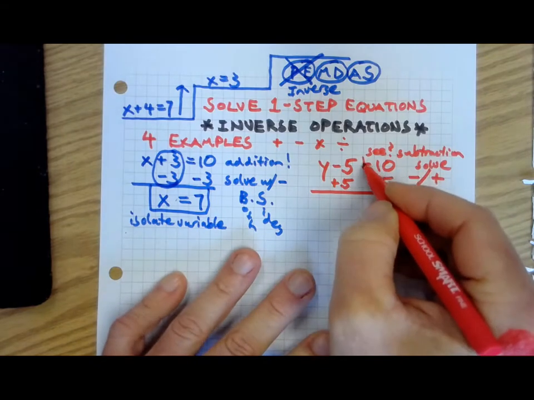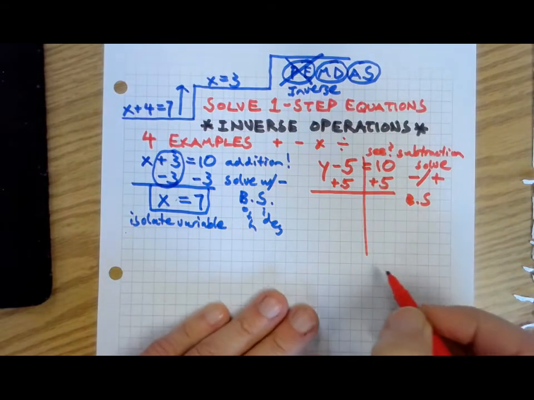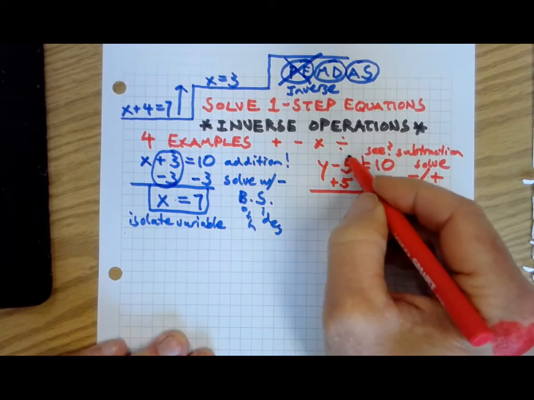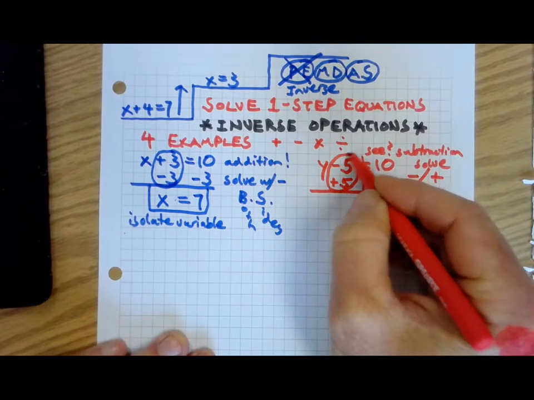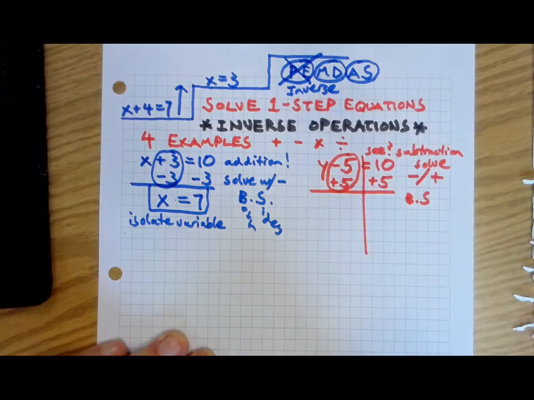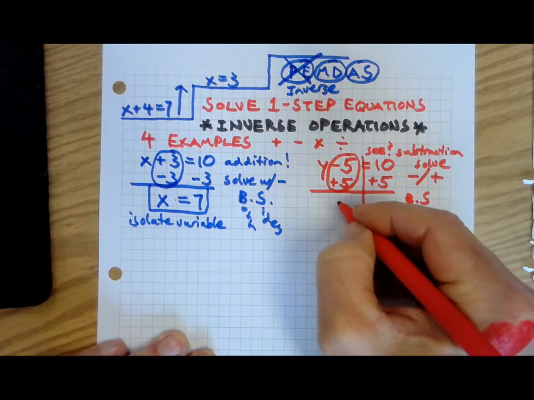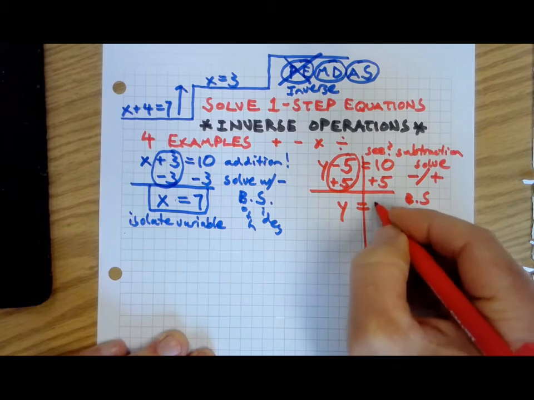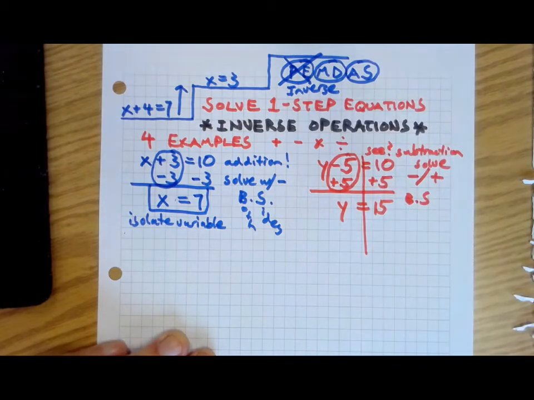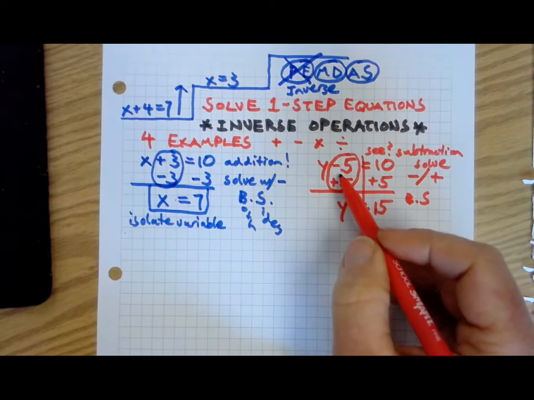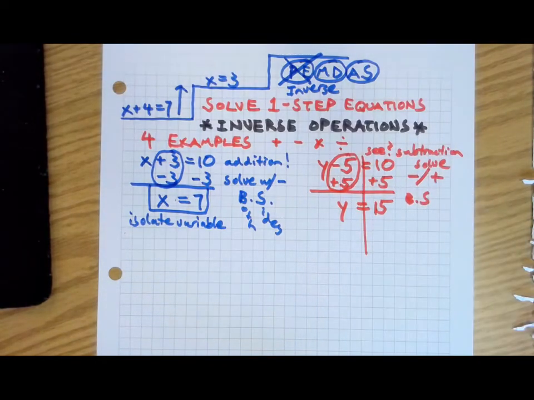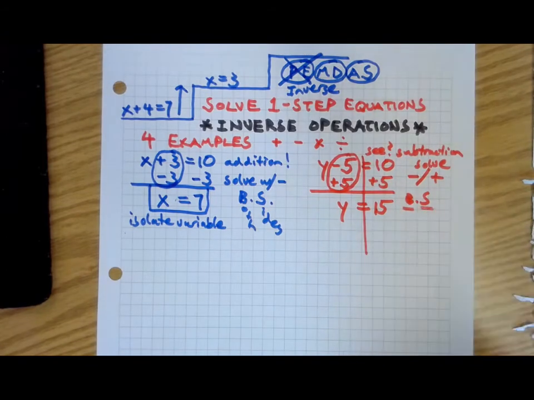Some people put a little line down the middle, depending on where you were schooled or where you learned. But the bottom line here is inverse operations. Make that into a 0 when we're doing adding and subtracting, because those are opposites. And now we're left with y equals 15. So we solved a one-step subtraction equation by doing the inverse operation, which is addition to both sides.